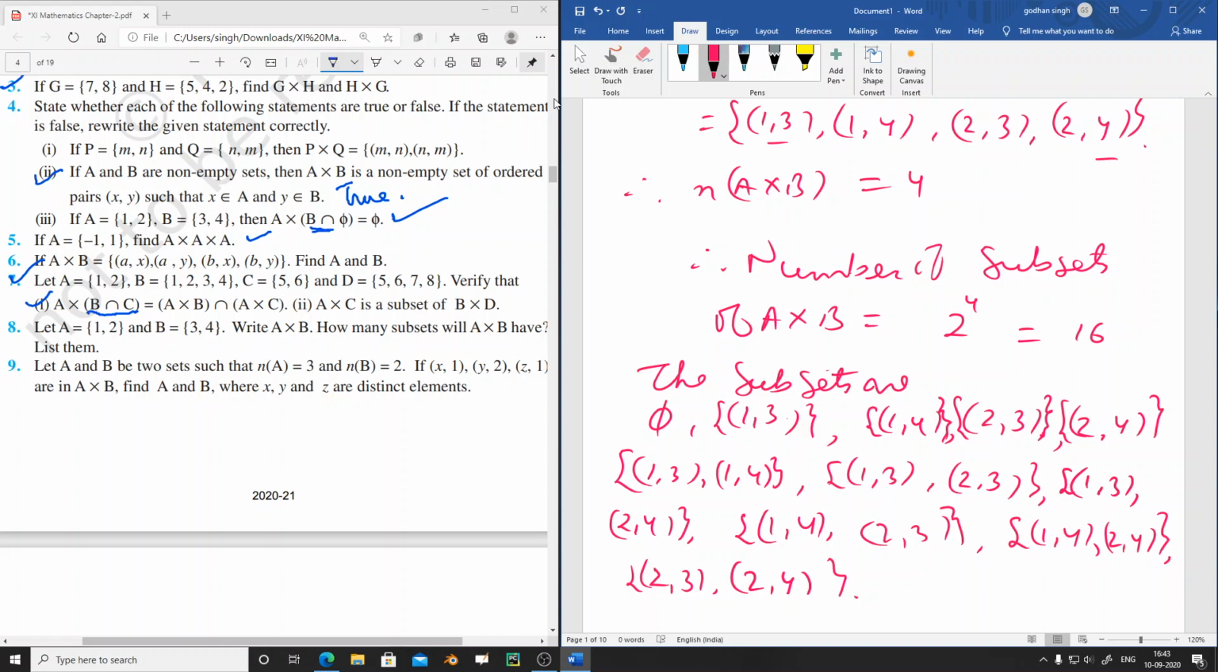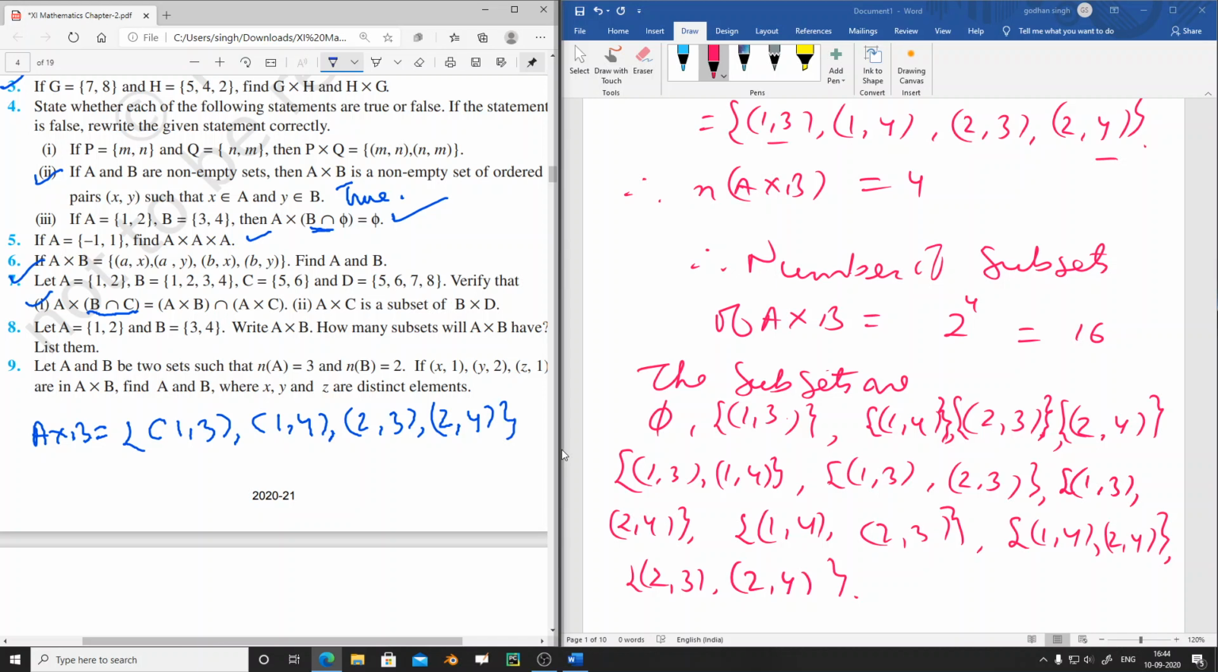Before we continue further, I will write down the elements of set A cross B here, so that it will be easier for us to write the remaining elements. A cross B equals {(1,3), (1,4), (2,3), (2,4)}. So till now we have taken subsets having two elements.